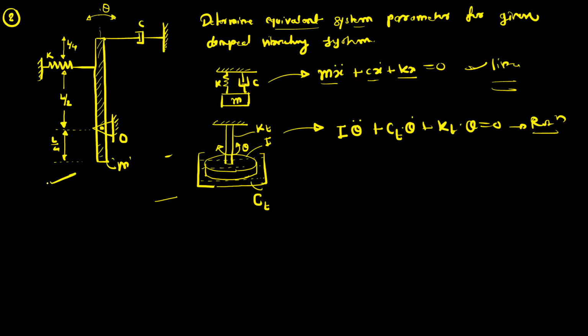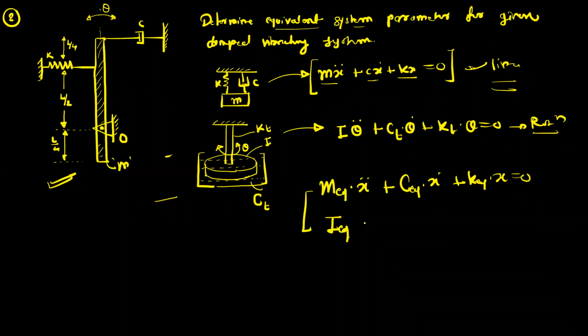But if the system is like this, then we should find out the equivalent parameters so that we can write the equation in this format. We can write the equation as M equivalent X double dot plus C equivalent X dot plus K equivalent into X is equal to 0. This is the linear equation. For rotation, this will become I equivalent into theta double dot plus C equivalent into theta dot plus K equivalent into theta. So this is the rotational equation.